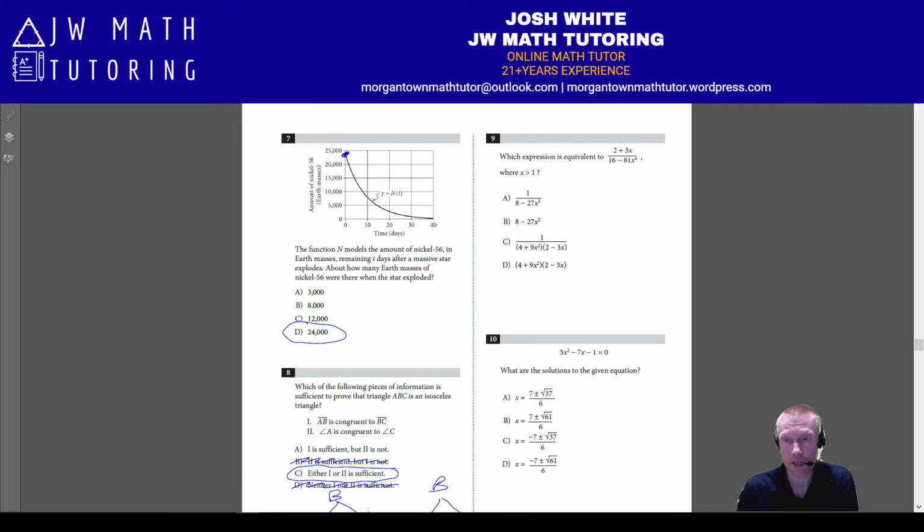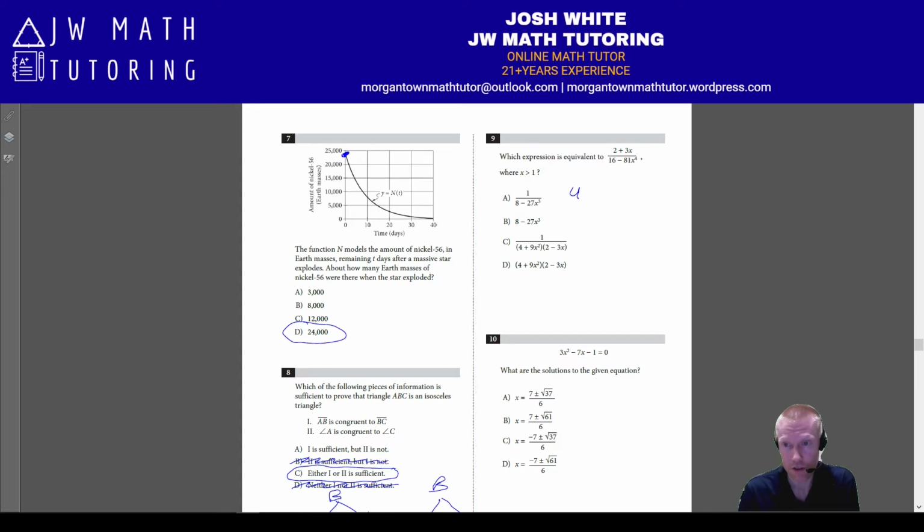Now, looking at problem 9 at the top of the next page, it asks which expression is equivalent to the one given up here. Basically, what you have to do here is take the denominator and factor it as a difference of squares. And it's actually going to factor multiple times.